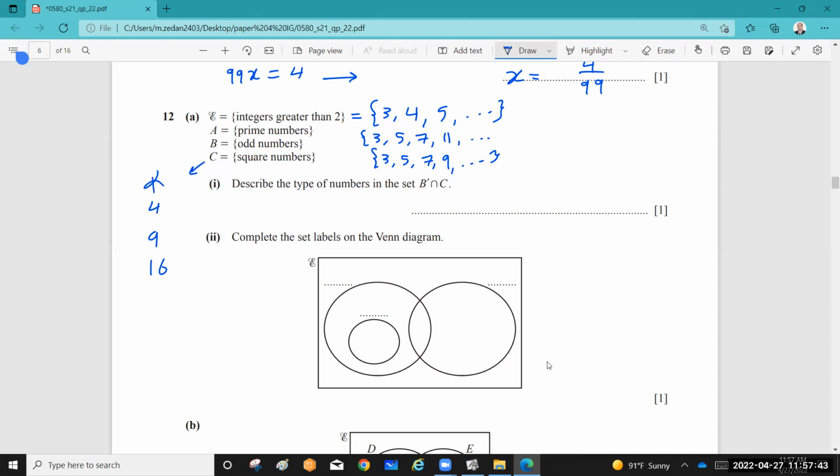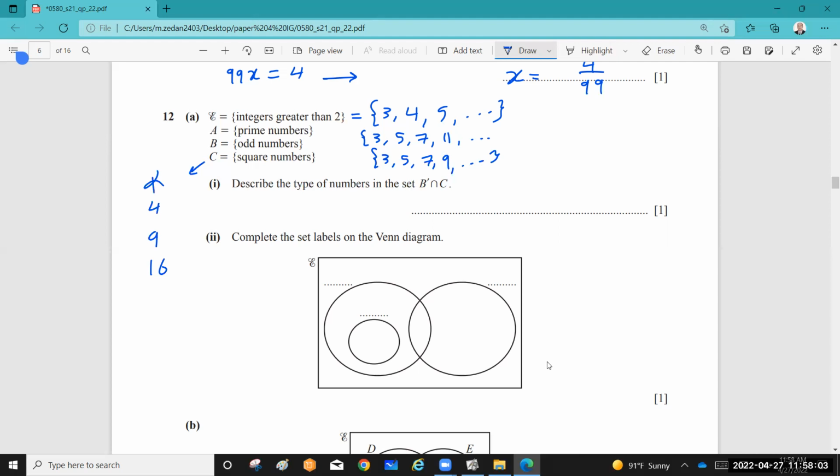This one. Describe the type of numbers in B prime intersect C. B prime means not odd. B prime, every number is not odd, that's even numbers. Intersect C, what square number? Yeah, square numbers.